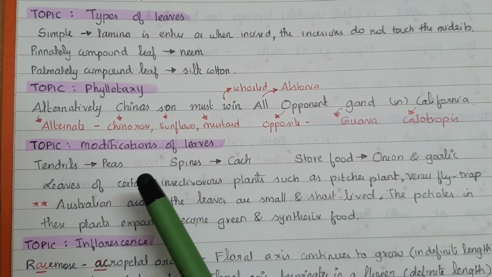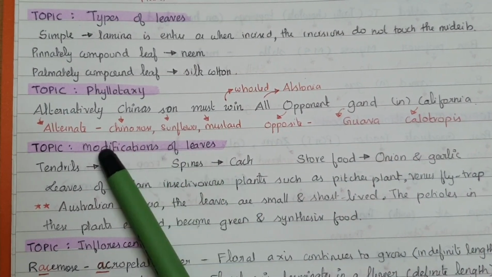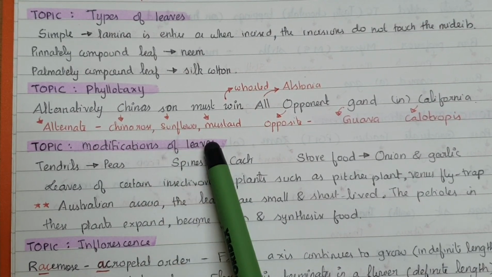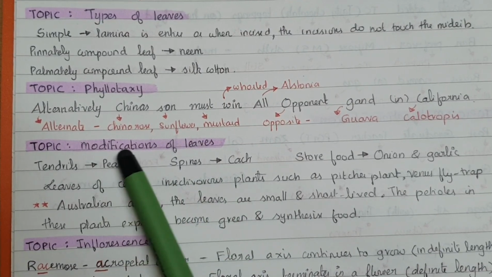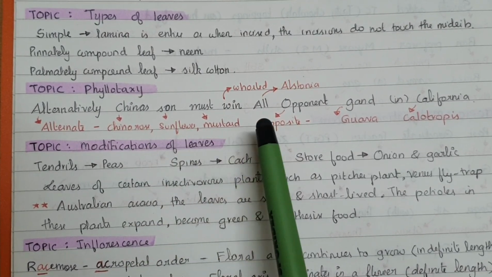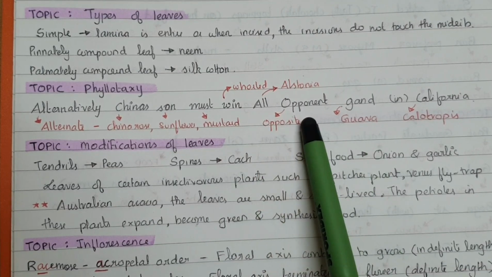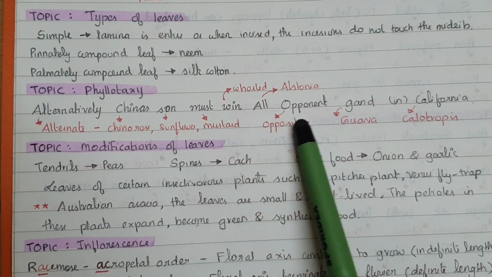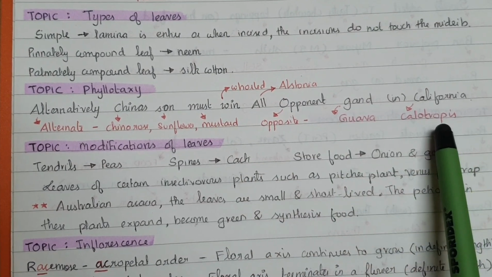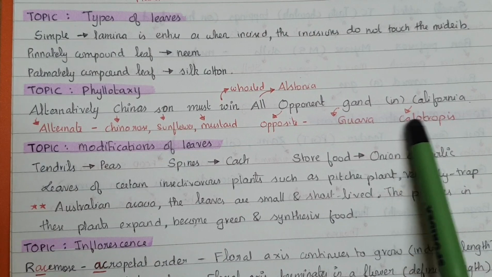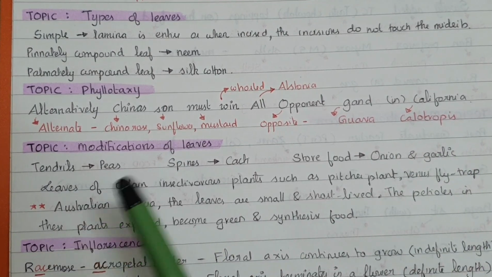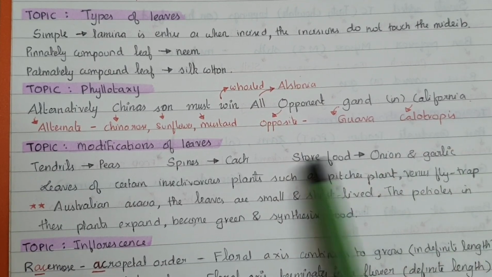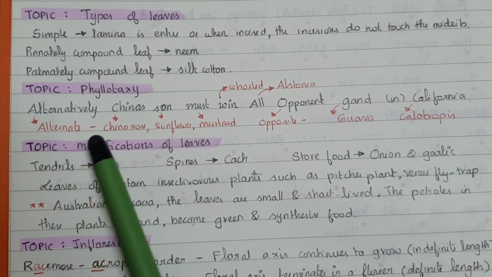So this "China's sun" — the sun of the country China, or you can make China the name of a person, as you wish. Alternatively, China's sun must win all opponent gang, or all opposite gang. You can learn it either way, opponent or opposite gang. All opponent gang in California. So there is a competition being held in California, and alternatively China's sun must win all the opponent gang in California. Okay, so alternatively, that is alternate.